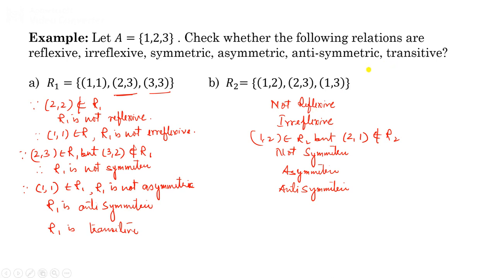Now transitive. 1 is related to 2 and 2 is related to 3. So 1 must be related to 3. So (1,3) is there. Can you find any other pair? 1 is related to 2, but other than this no other element is starting with 2. Similarly 2 is related to 3, but no pair is starting with 3. For (1,3), no pair is starting with 3. So only this pair (1,2), (2,3) satisfies the condition x related to y, y related to z, and for this x related to z is there. So this relation is transitive.